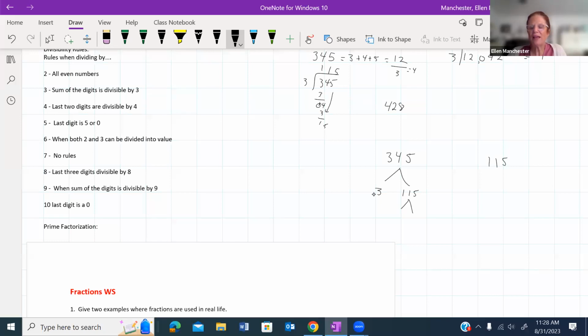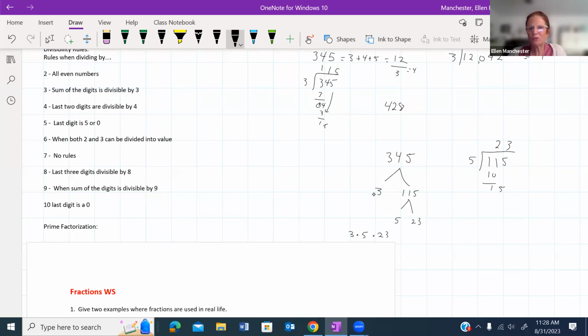We have a 5. The last digit is a 5. So what can go into that evenly? 5. Good. Okay. So here we go. 5 goes into 11 twice. Bring down my 5. 5 into 15 goes 3 times. And 23 is a prime number. So the prime factorization of 345 is 3 times 5 times 23.